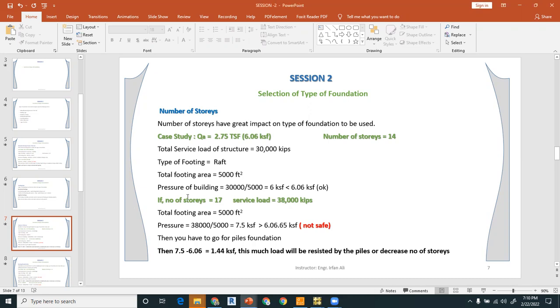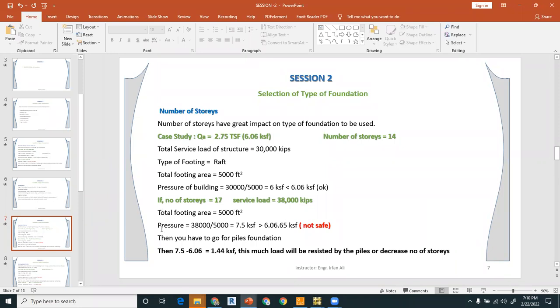Okay, so the next is the number of stories. For example, it is the same footing area available for the building, and the client wants to increase the number of stories. If he wants to build a 17-story building, the service load is now 38,000 kips because of the extension of the 3 stories, but the allowable footing area is the same.